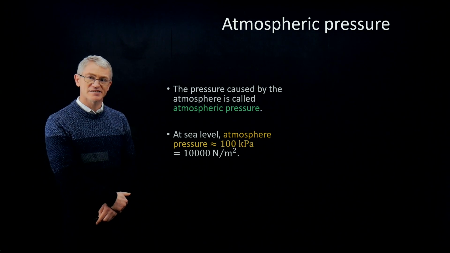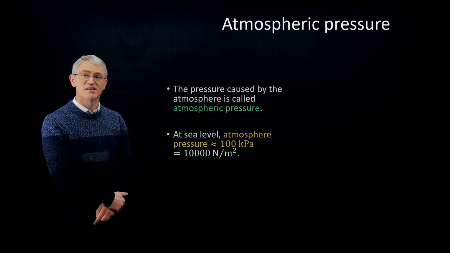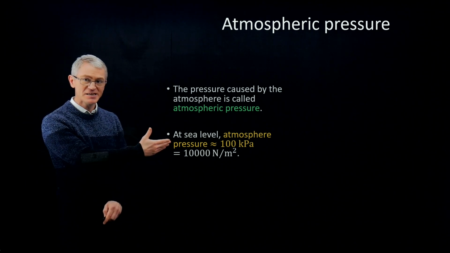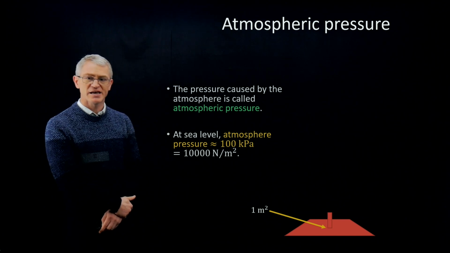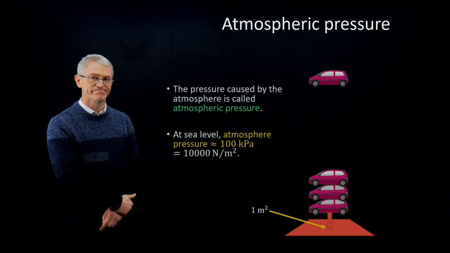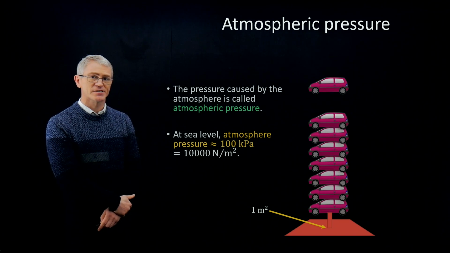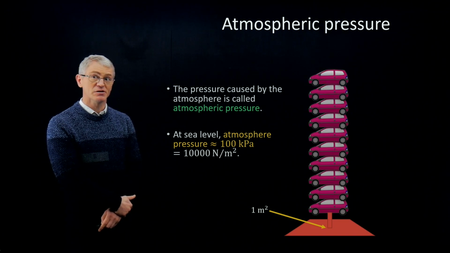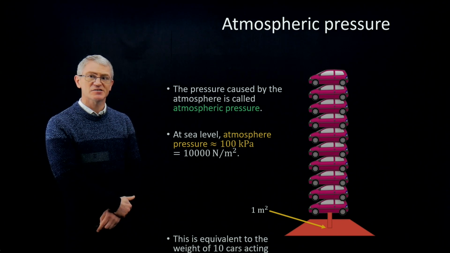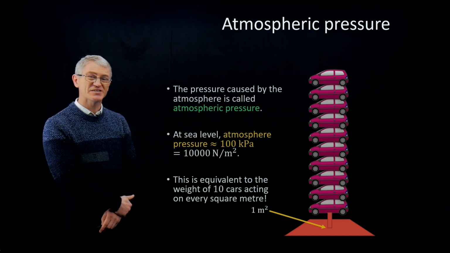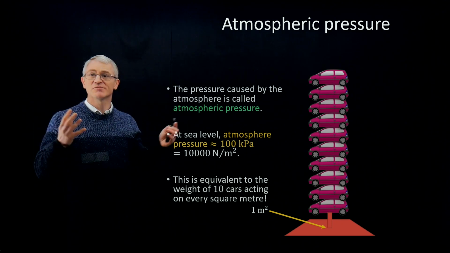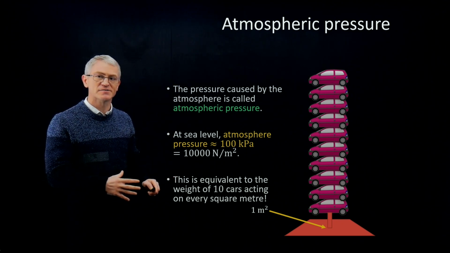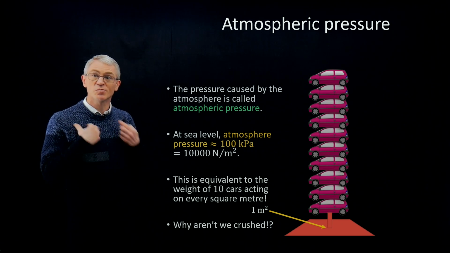And at sea level, that is 100,000 pascals or 100 kilopascals, as you can see here. Now, let's have a look at 1 square metre, and let's put some cars on it. We put a lot of cars there. This is equivalent to the weight of 10 cars acting on every square metre. So the pressure of the air around us is the equivalent of 10 cars acting on every square metre. So why aren't we crushed?